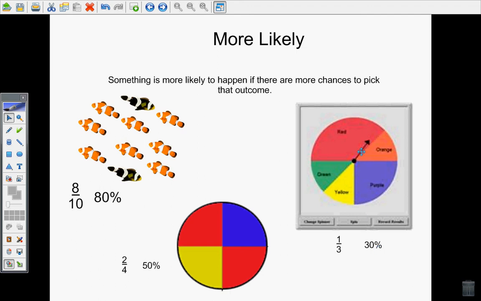On this spinner, I am least likely to get yellow, green, or orange, since those are the smallest sections. Again, to find their probability, I could turn them into a fraction, which would be 1/8 for each of those, and then divide 1 over 8 in order to find that percentage. So more likely means there's more of them that I have a chance of getting. Less likely means there's fewer of them, or they take up less space.